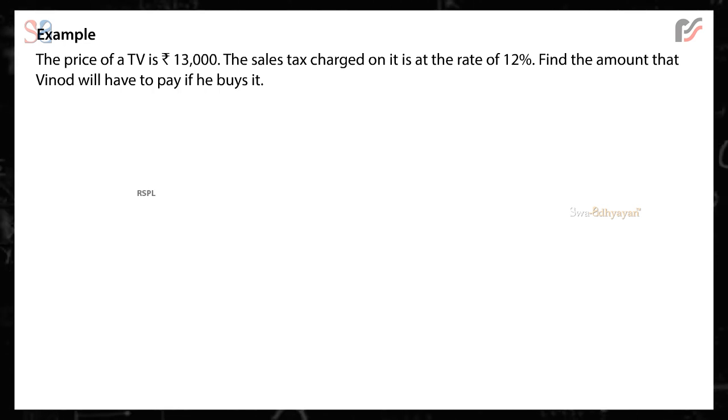Example. The price of a TV is rupees 13,000. The sales tax charged on it is at the rate of 12%. Find the amount that Vinod will have to pay if he buys it.